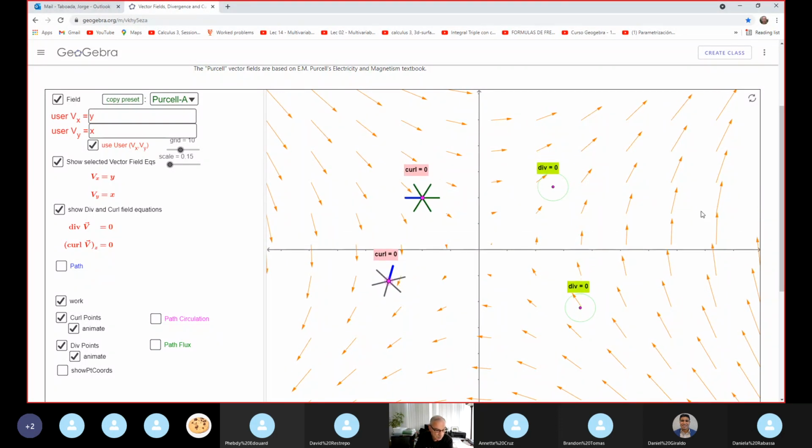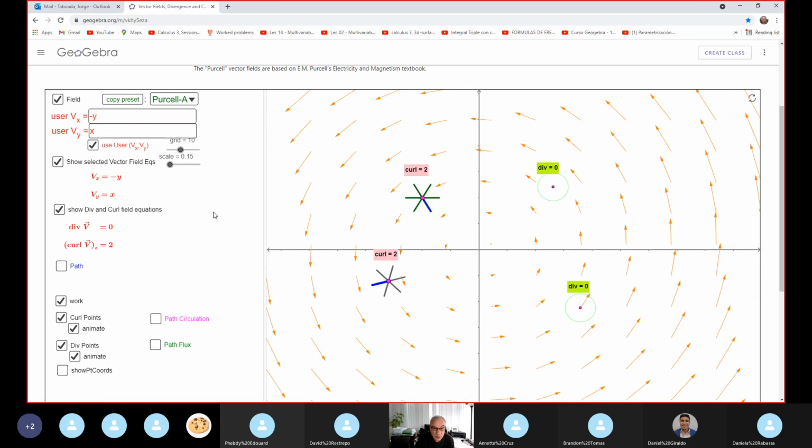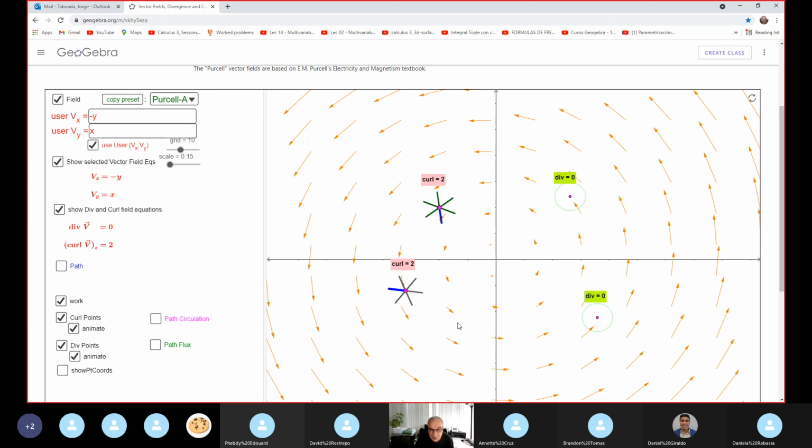In the first example, here is minus y, and x. Okay, good, very good. You click here. Look at that. This vector field has divergence 0, so it is source free at any point. You move this, source free.